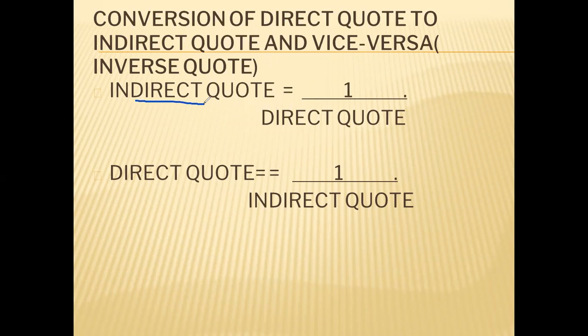If a direct code is given, how can you convert it into an indirect code? You can take the reverse of the direct code. That will become the indirect code. So the formula for indirect quote will be 1 divided by direct quote, and the formula for direct quote will be 1 divided by indirect quote. Suppose a direct quote is given in the question and they say convert it into an indirect quote. What you will do is just take the reverse of that direct quote, and you will get the indirect quote. Or if in the question an indirect quote is given and they tell you to convert it into a direct quote, you can take the reverse of the indirect quote and you will get the direct.